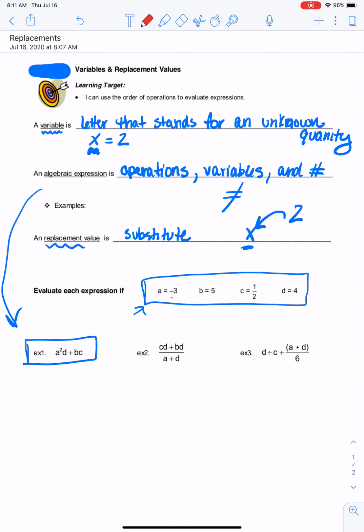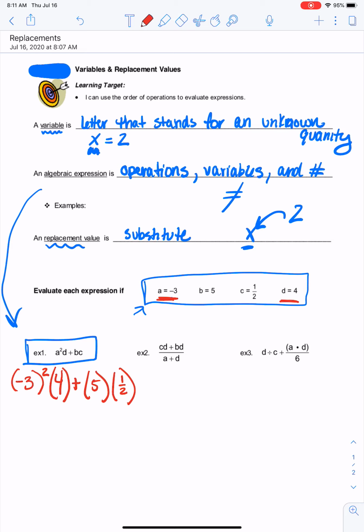So I see an A, and up here A is equal to -3. So instead of writing A, I'm going to write -3, and I'm going to put that in parentheses, because that A had an exponent there, and now I have to write D. So D is 4. I'm going to put that in parentheses as well, plus B is 5, and C is 1/2.